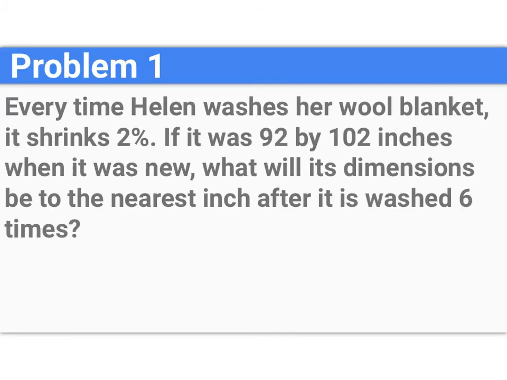Okay. Every time Helen washes her wool blanket, it shrinks 2%. So this is decrease. So this is going to be 1 minus 2%. If it was 92 by 102 inches when it was new, what will the dimensions be to the nearest inch after it's washed 6 times?